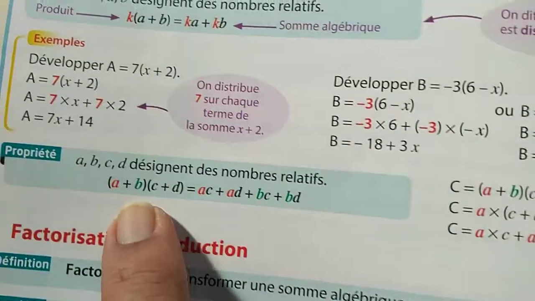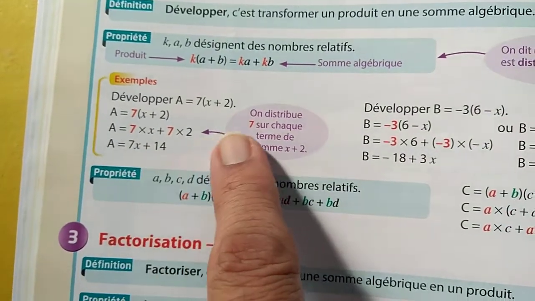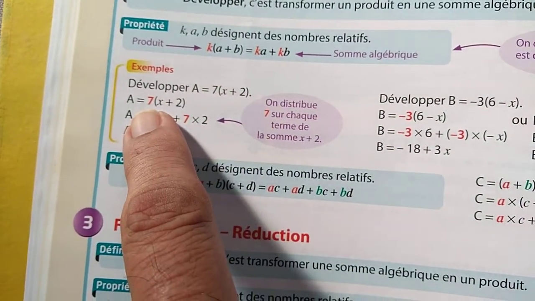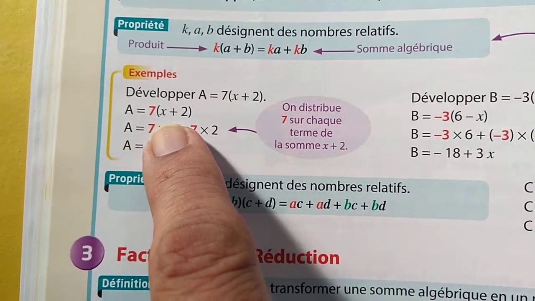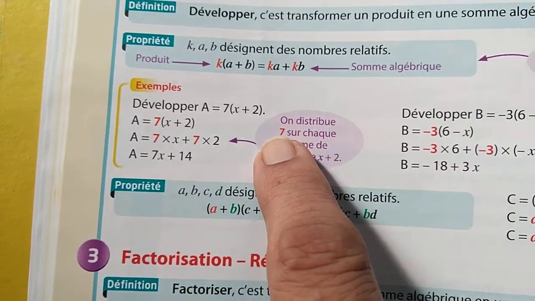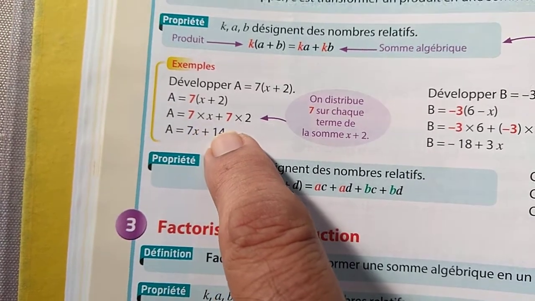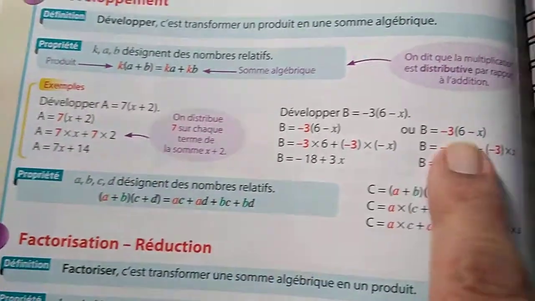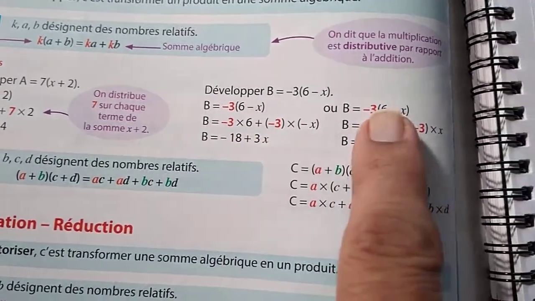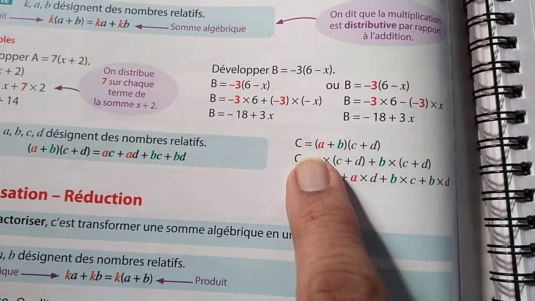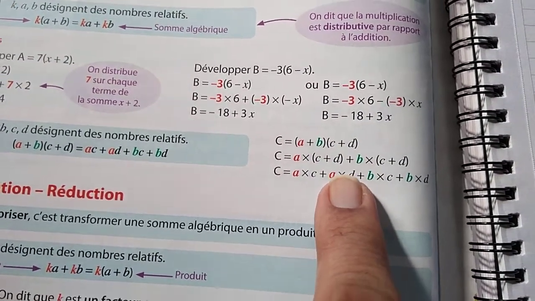And here, if we go back to the book, they give similar examples. On distribue, here they've got A est égal à 7x plus 2. On distribue 7 sur chaque terme de la somme x plus 2, we do 7 fois x plus 7 fois 2. Similarly, they've got other examples here. And here they've got this example.